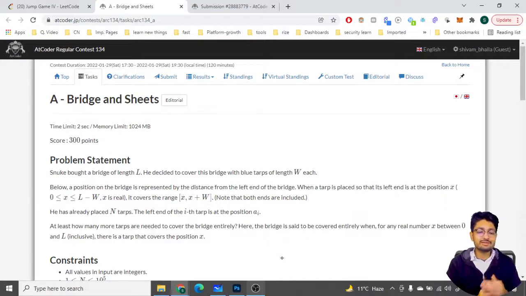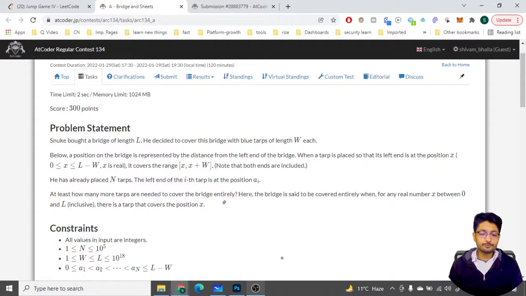Now below is given the position on the bridge, represented by the distance from left to right on the bridge, when a tarp is placed so that its left end is at the position X, that is from 0 till L minus W. That is, they had placed some planks on the bridge such that the starting position of those planks is X, and obviously it will cover W because the plank length is W, so it will cover the range from X till X plus W, as you can see.